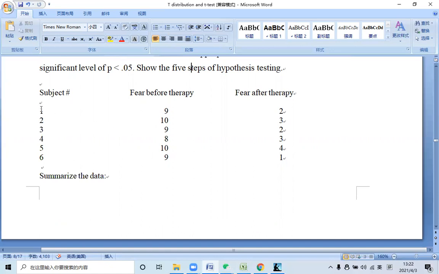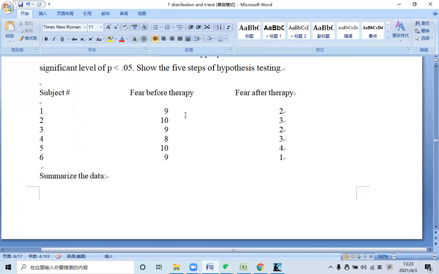Here's your data. You have 1, 2, 3, 4, 5, 6 subjects. Before the therapy, you measure their fear. For this guy, maybe Joe, before getting therapy, his fear level was pretty high. 9 is really fearful. And you give him treatment. After the therapy, he gets much better. His fear level is 2, so that's a big improvement. Big reduction in fear.